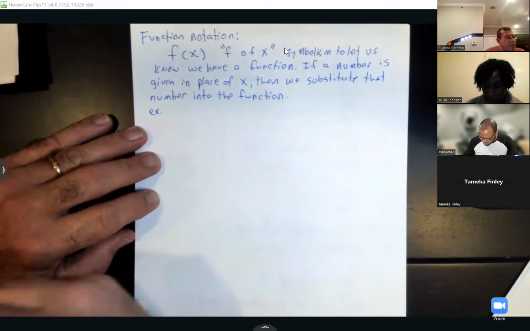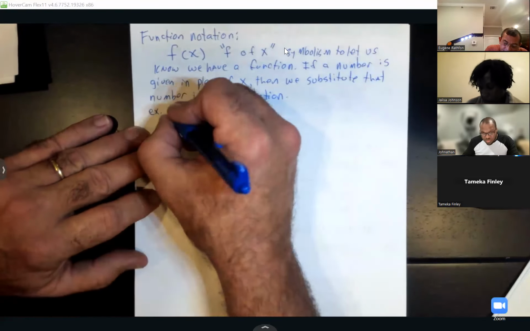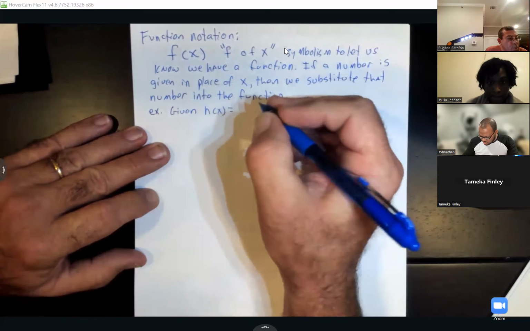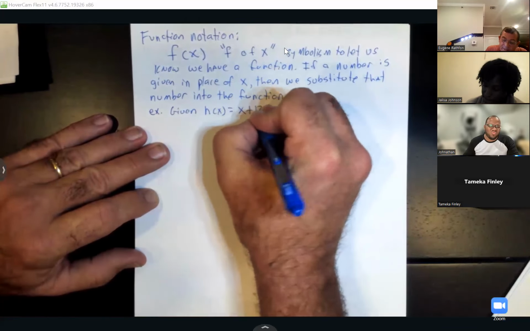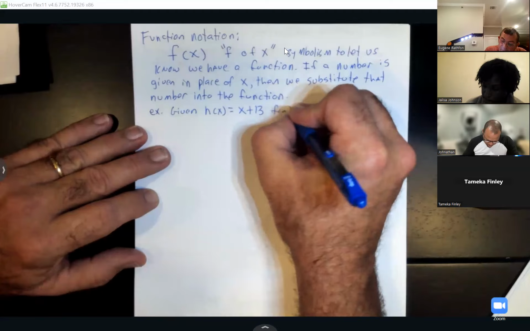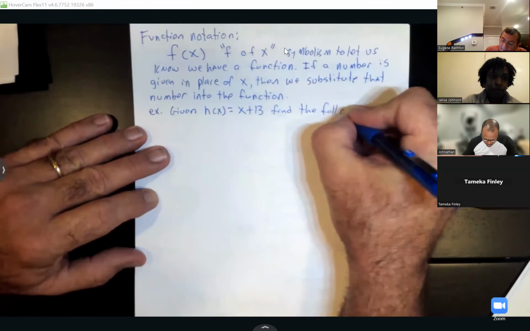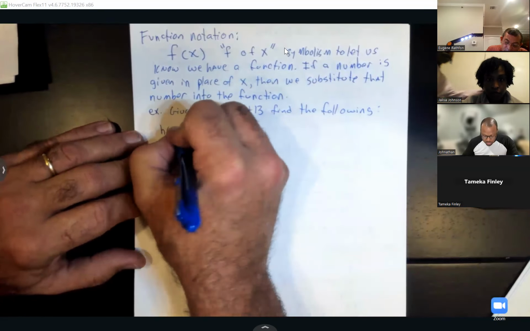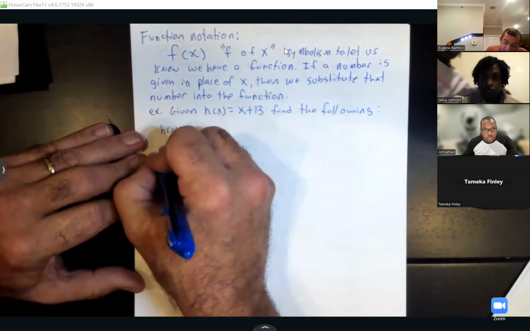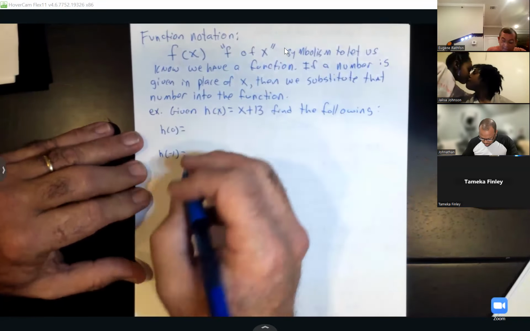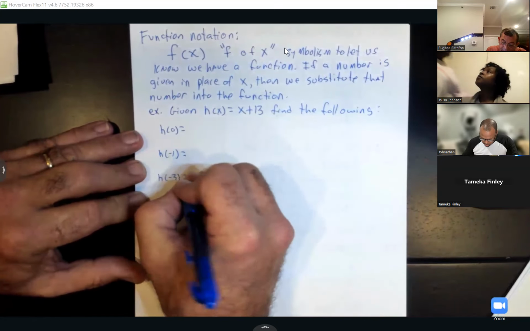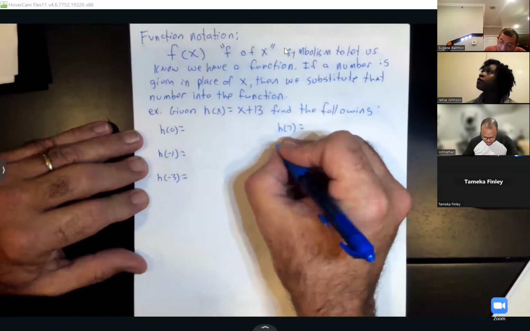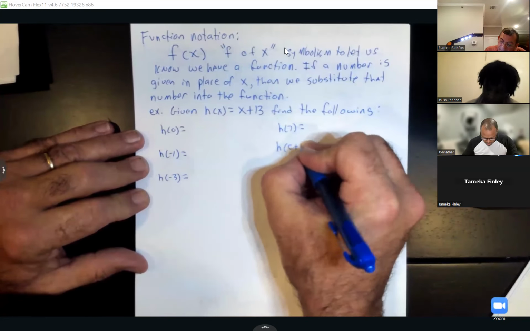So this first example says, given h of x equals x plus 13, find the following. So they want us to find what does h of 0 equal, h of -1, h of -3, h of 7, and h of a c plus 15.